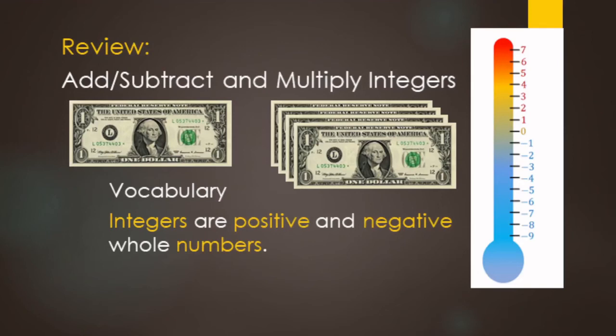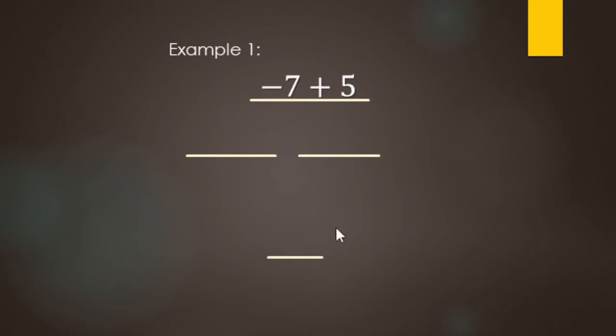Alright, so in this video we're doing a quick review of adding, subtracting, and multiplying integers. This means we're going to be adding, subtracting, and multiplying positive and negative numbers. In our brains, thinking money or thinking temperature can help us make sense of what these questions are asking. So here we're going to go -7 plus 5.